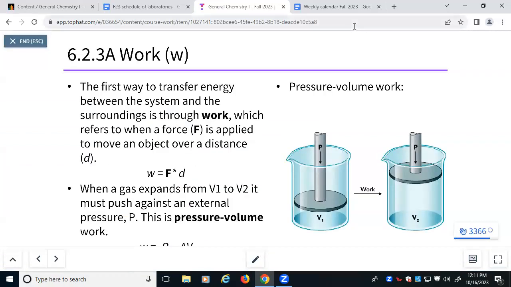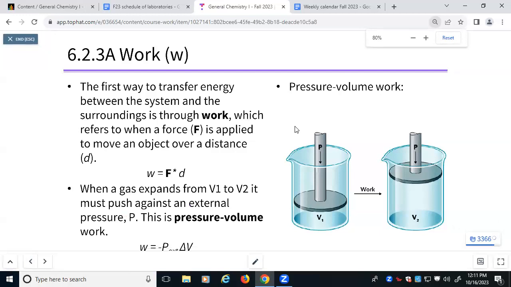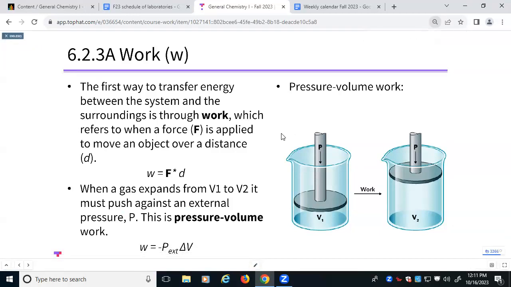Now, here's where we get into some new information. In thermochemistry, at least from a chemical standpoint, there are two primary types of energy. There is work, which is described as the force applied over a distance. We can think of that very simply, just as simple as pushing a chair from one side of the room to the other.